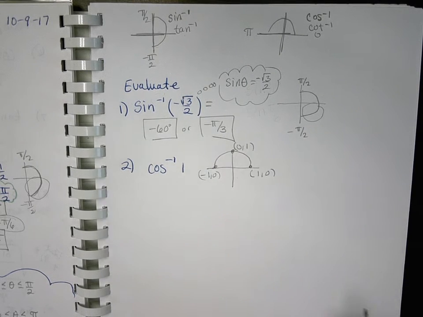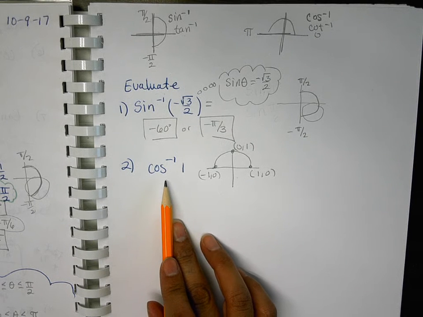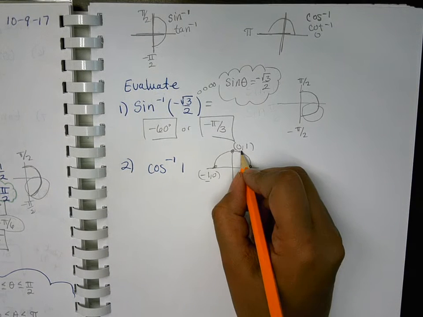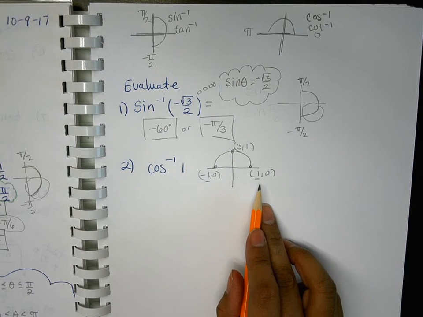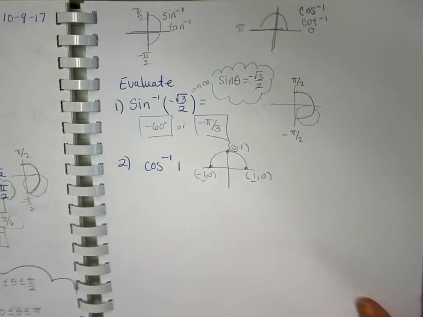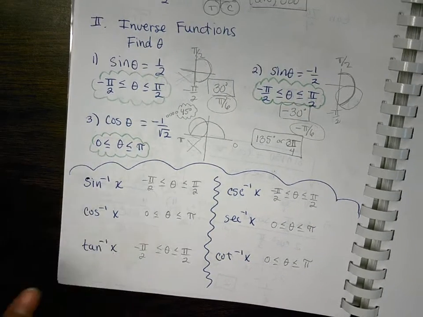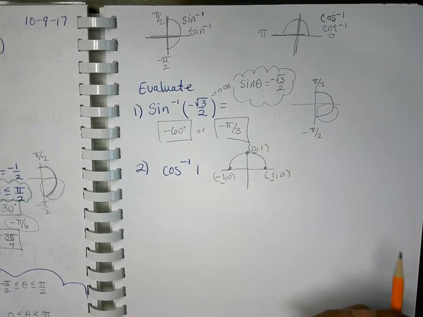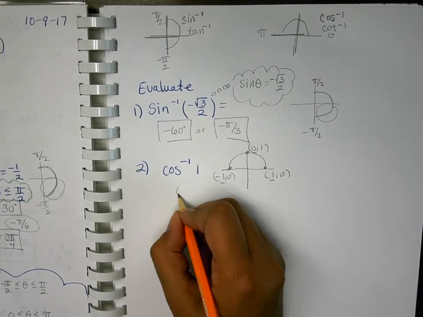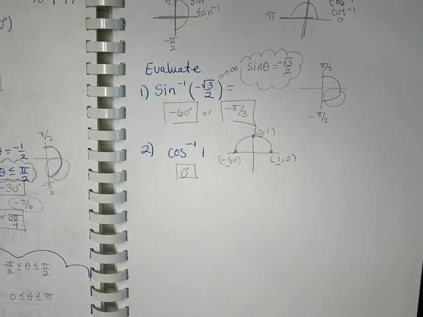I'm looking for when cosine is 1. Cosine are your x values, so when does that happen? 0. Is there any way I can write 360 as my answer? No. Our restriction for inverse cosine is between 0 to pi. Got it? So no 360 because that's way out of your range. So 0. 0 degrees or 0 radians. Got it?